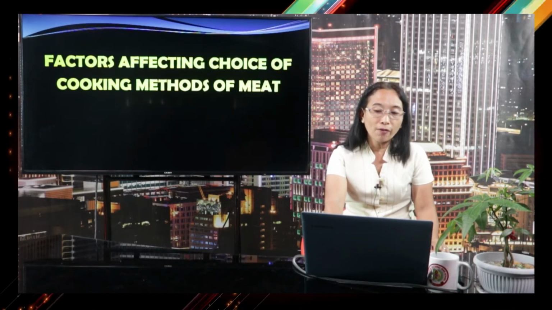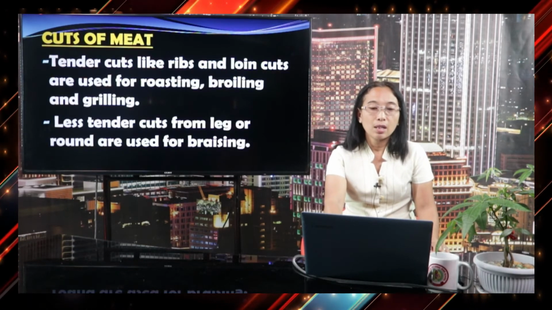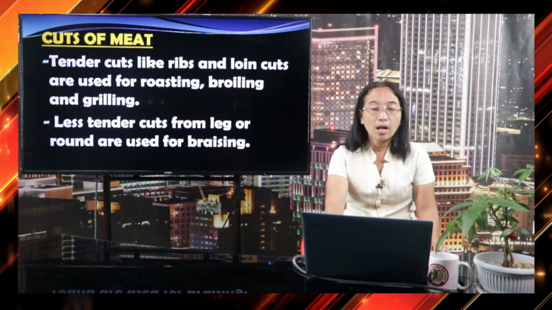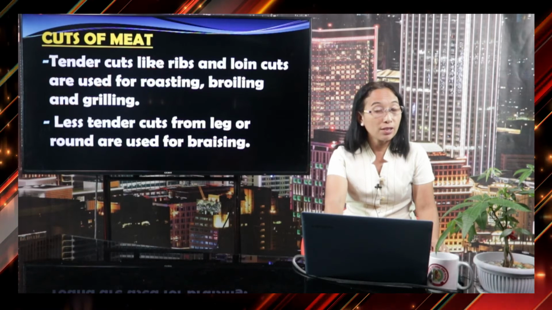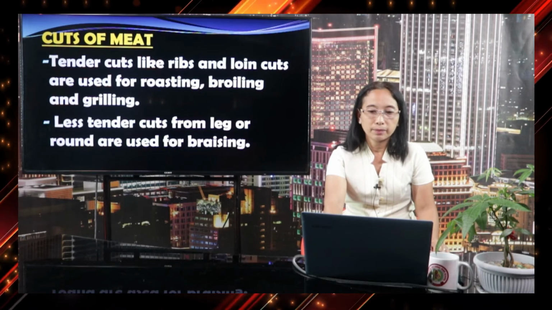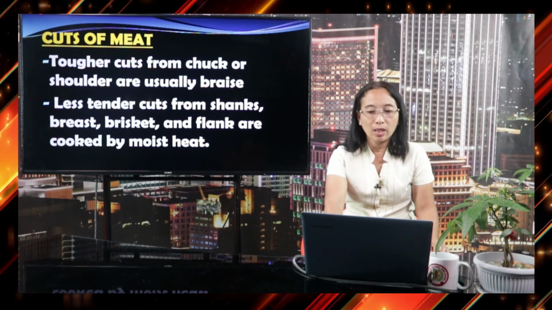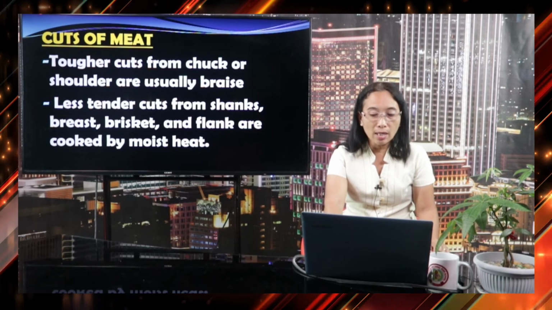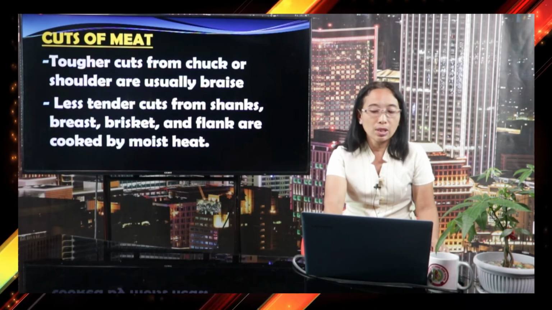What are the factors affecting the choice of cooking method of meat? First factor is the cuts of meat. The tender cuts like the ribs and loin cuts are used for roasting, broiling, and grilling. Then the less tender cuts from the legs or round are used for braising. Then the tougher cuts from the chuck or shoulder are usually cooked by the braising method. Then the less tender cuts from the shanks, the breast, the brisket, and flank are cooked by moist heat method.